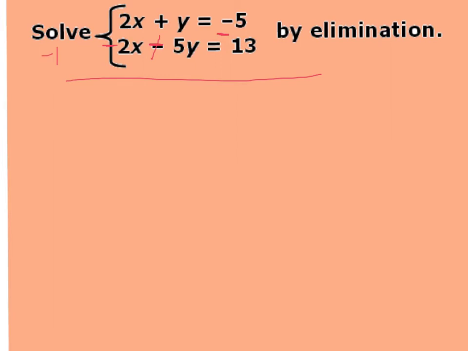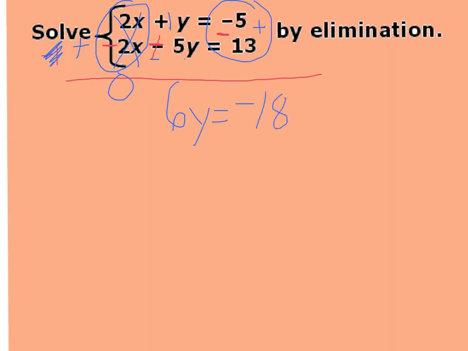Okay, please do that on your paper. Now I am able to add because I multiplied by negative 1. I can add. So negative 2x and 2x, that's 0, so that cancels. Great. 1y, now it's plus 5y is 6y. Then I have negative 5 plus negative 13, that's negative 18.